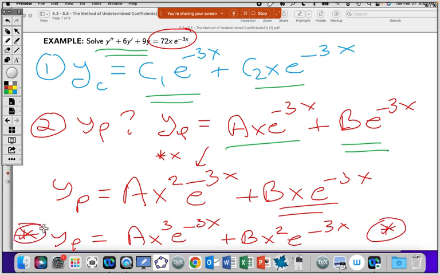So you want to multiply by enough x's so as to completely eliminate duplication. Because once again, if I had just plugged this into the left-hand side, parts of this and its derivatives would survive the process, but this would completely get zeroed out. Any questions on how we got the form of the yp here?